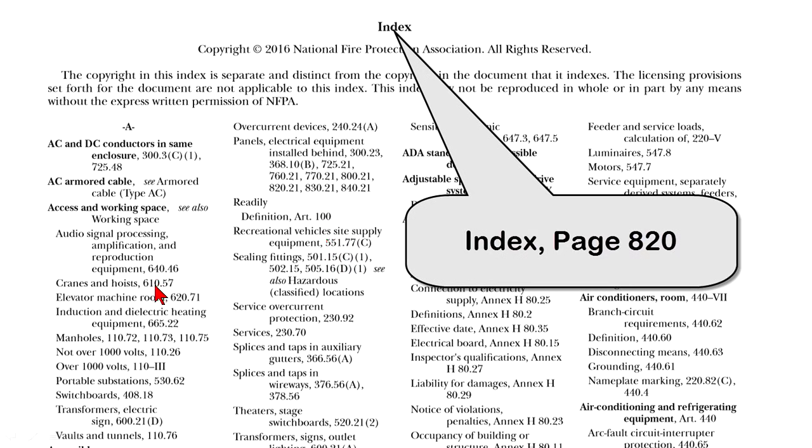Let's talk about something else. Cranes and hoist, 610.51. Access to working space. See working space. We'd have to go down to working space. So you can see some examples. Feeder and load calculations, Article 220.